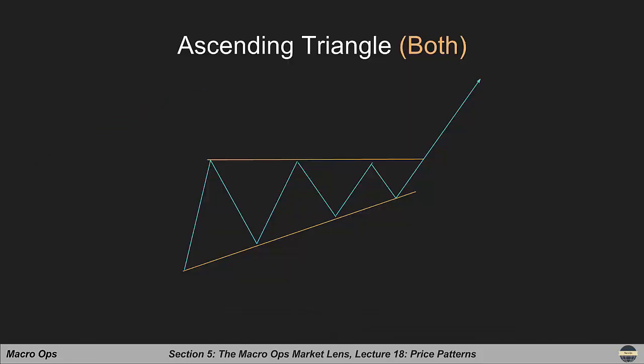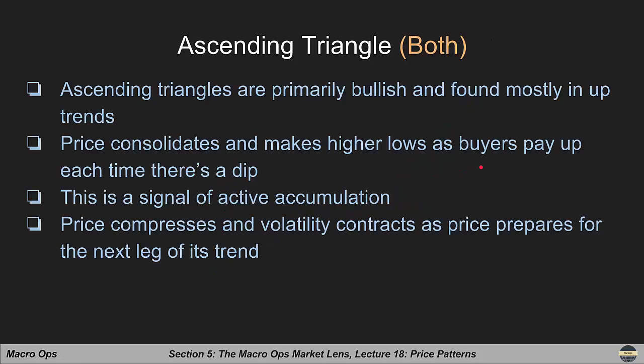Now the ascending triangle is a little bit stronger of a pattern because we have that horizontal boundary line. We always prefer horizontal over slanted. And this is simply one that just uptrends and coils, but with a bias. So we keep on making higher lows as we go here, and there's resistance, and finally the market just can't resist it any longer and it blows off to the upside. So these things are primarily bullish.